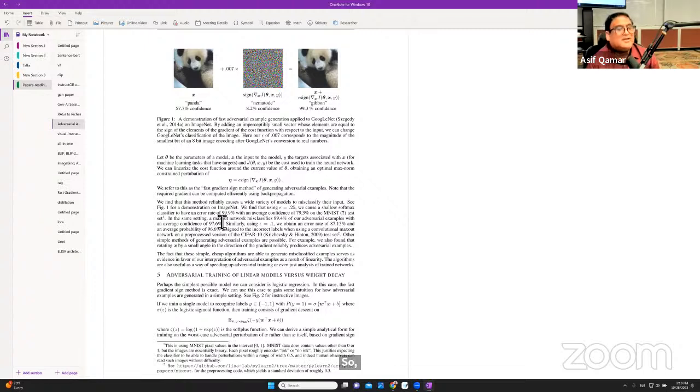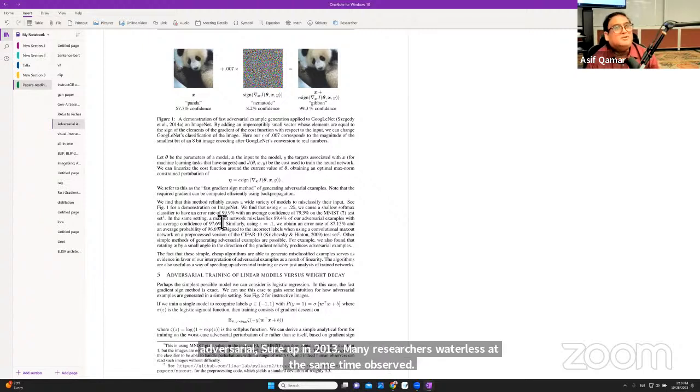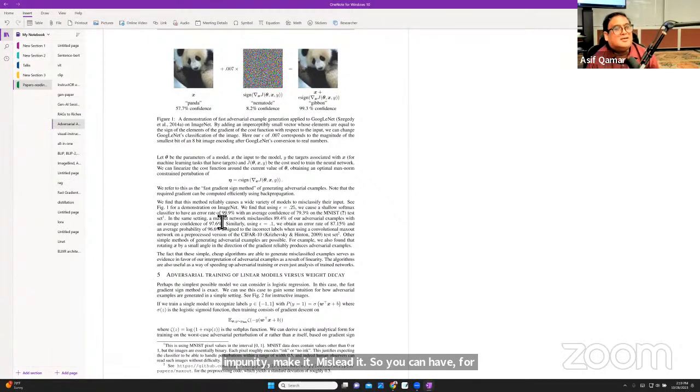So guys, this is one of the earlier papers. The adversarial attacks showed up in 2013. Many researchers, more or less at the same time, observed that you could attack a neural network and, with impunity, mislead it. Right? So you can have, for example, a panda get classified as a gibbon.